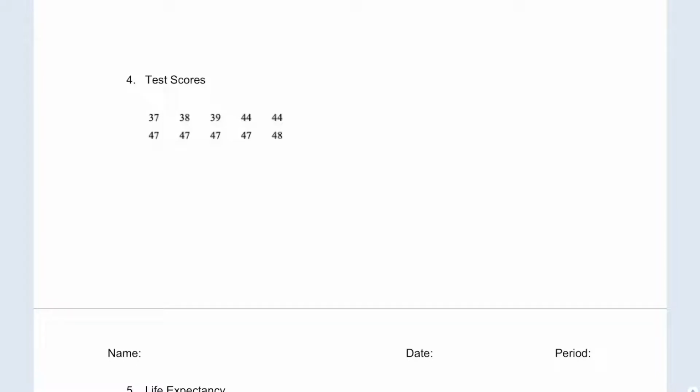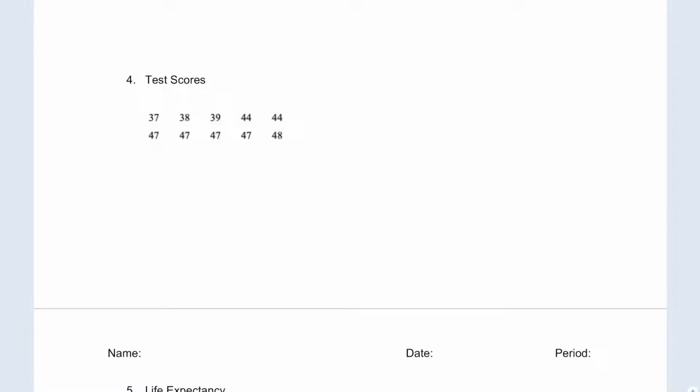Okay, so 5-number summary, that's involving medians, right? So I need to set up my data in order from least to greatest. 37, 38, 39, 44, 44, 47, 40. Hey, look, it's already in order. Cool, I don't need to do much.